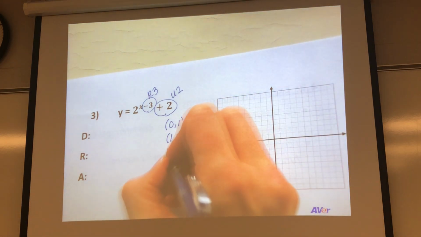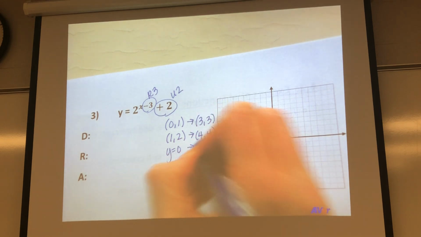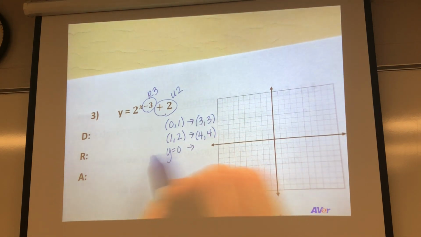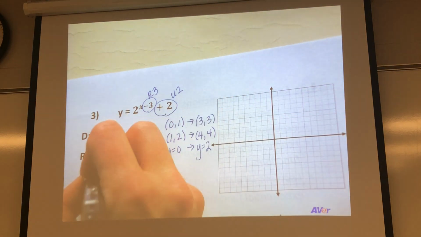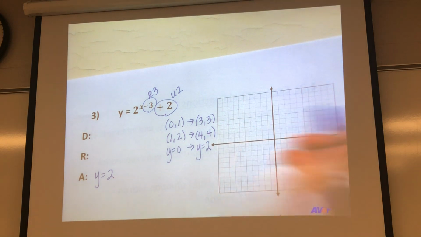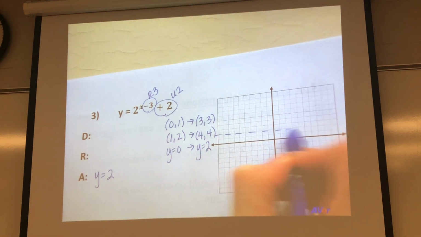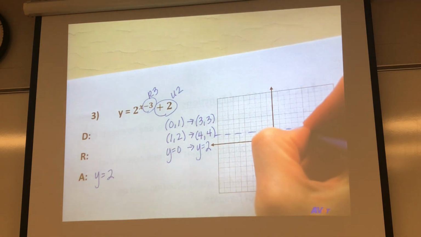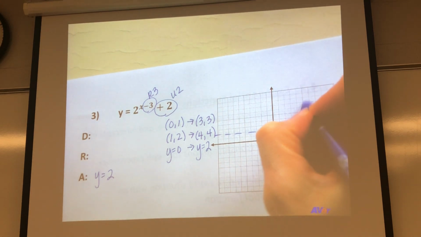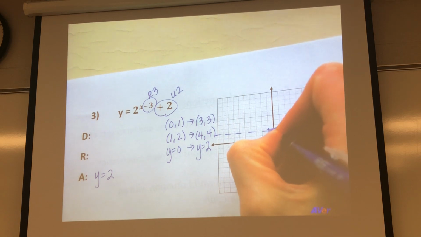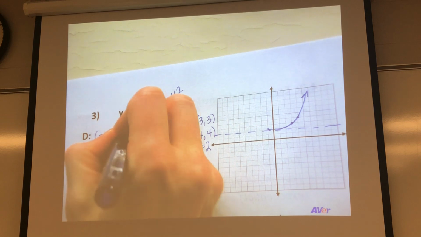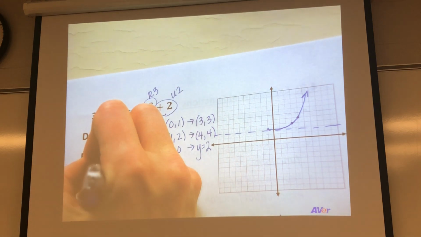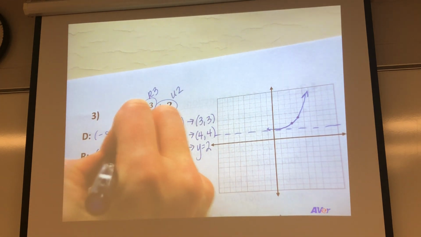Our asymptote that was at y equals 0, if we move it to the right 3, since it's horizontal, it doesn't change anything, but moving it up 2 takes it to y equals 2. So when we do our graph, we dot in our asymptote, put in our points, and we draw our curve. Domain, negative infinity to infinity, range 2 to infinity.